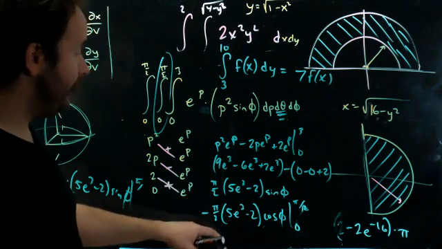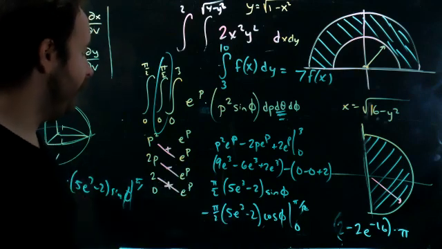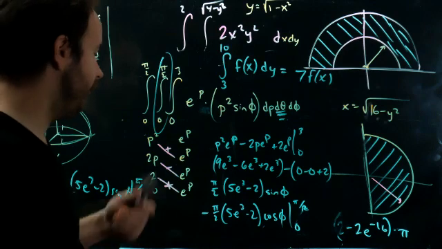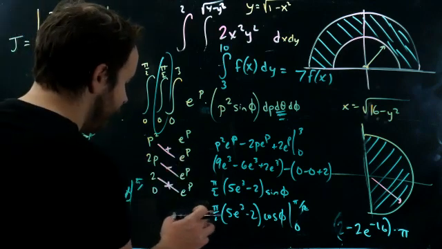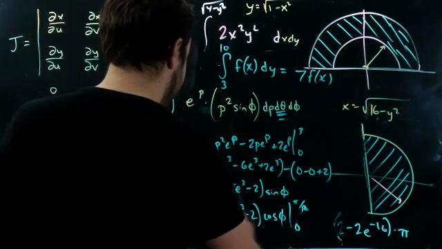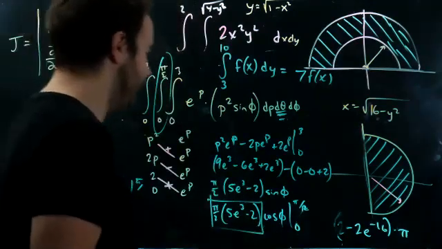Then I integrate that with respect to phi. That gives me negative pi over 2, 5e cubed minus 2 cosine phi. When I plug in pi over 2, I get 0. When I plug in 0, I get 1. But it's 0 minus negative 1, so I end up with a plus. I end up with this as my answer: pi over 2 times 5e cubed minus 2.